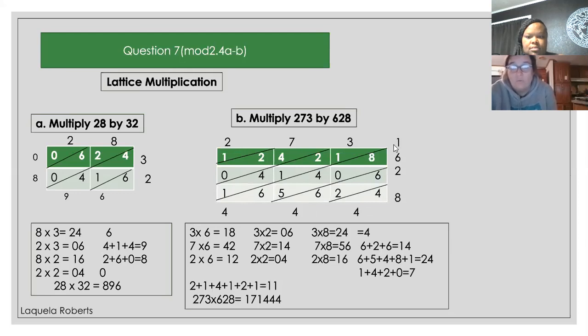So then we're going to do 1 plus 8 plus 0 plus 4 plus 5 plus 6, and that is going to give us 24, and you're going to put your 2 up here. And you put your 4 down there.